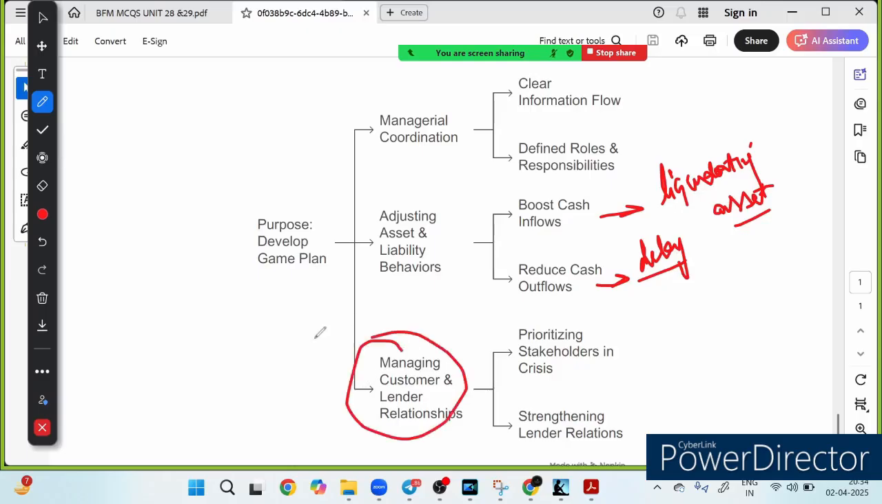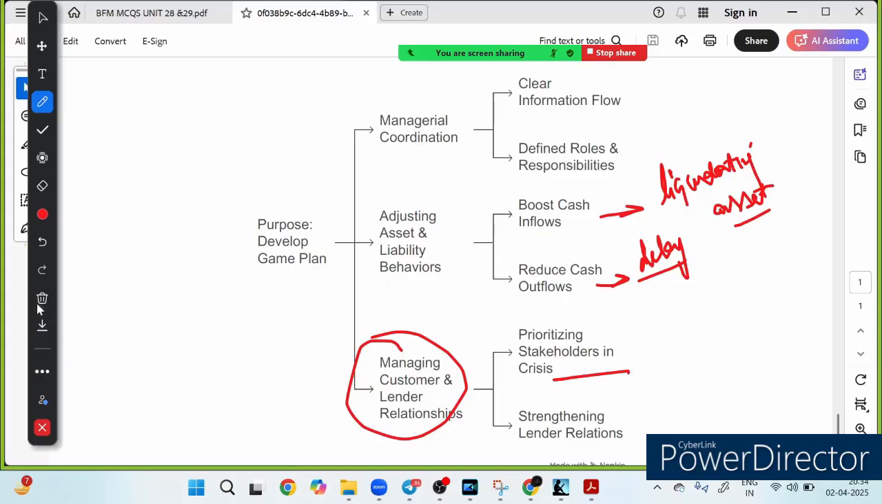So a strong relationship with customers and lenders is a critical part of a crisis. You need to prioritize their needs and keep them informed about how the crisis is being handled. Clear communication with the customer about delays or service changes can prevent loss of trust. For lenders, maintaining an open line of communication about financial stability is very important for ongoing support.